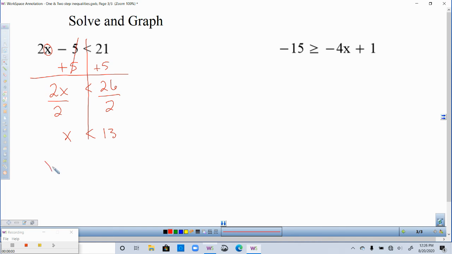So you will still have a lot of these that are very basic. I don't want you to think all these are going to be hard. And we're going to do an open circle because there's no equal to bar. And then this is pointing to the left, so we're going to draw our arrow to the left.